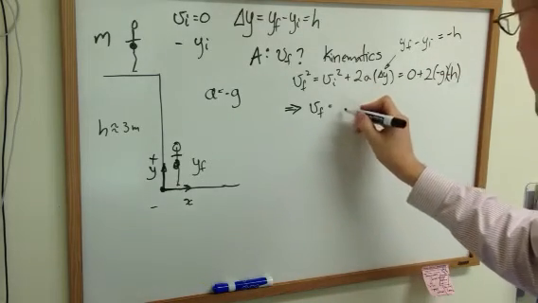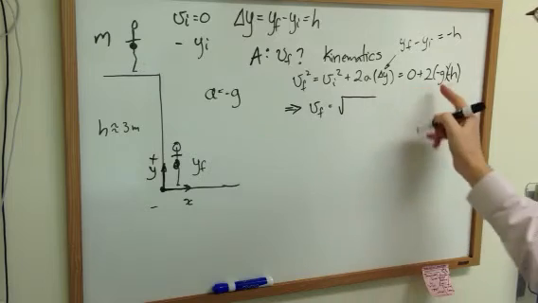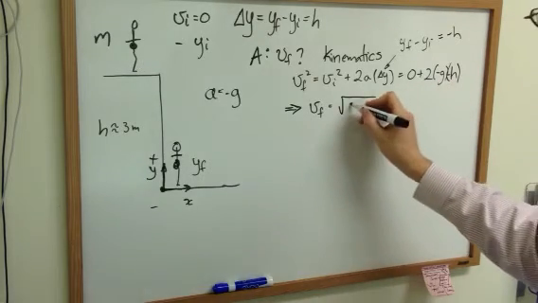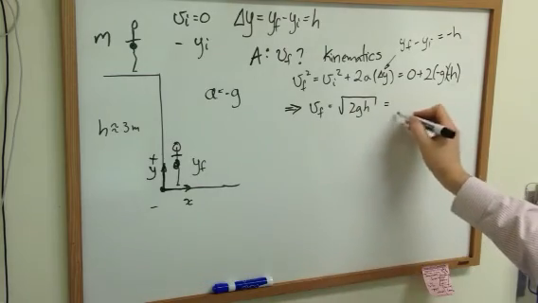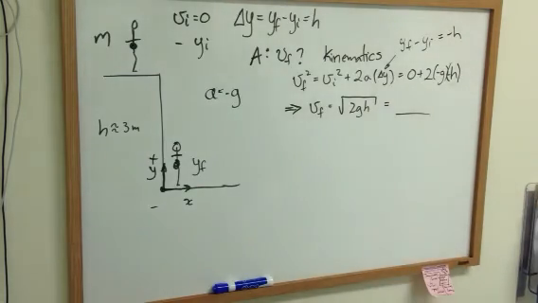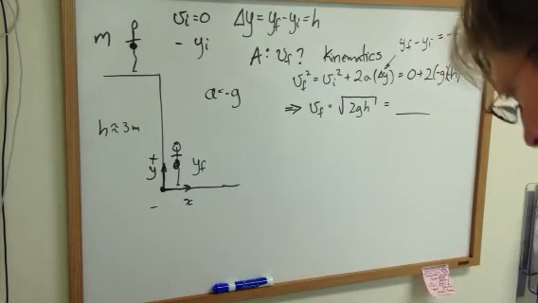Alright, anyway, it's the square root of negative g times negative h, times 2, so the square root of 2gh. Alright, so now you can figure out, using a kinematic equation, how fast he's going to hit the ground.